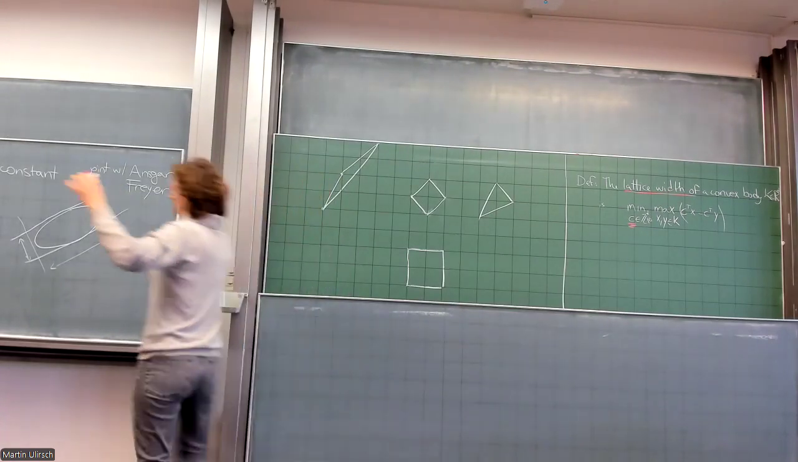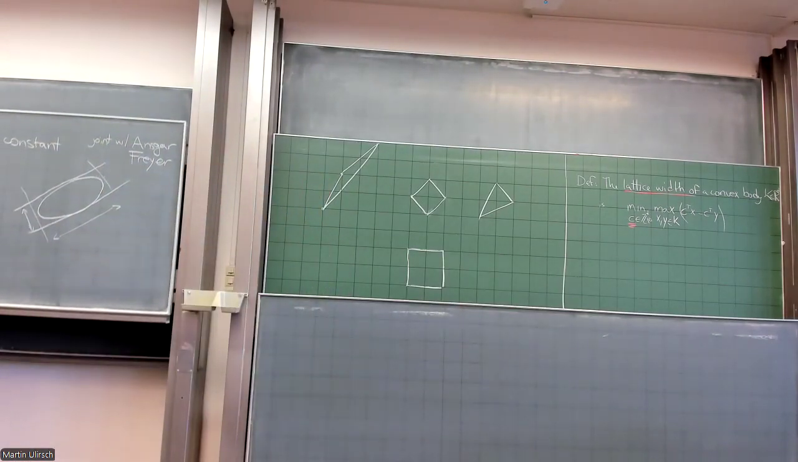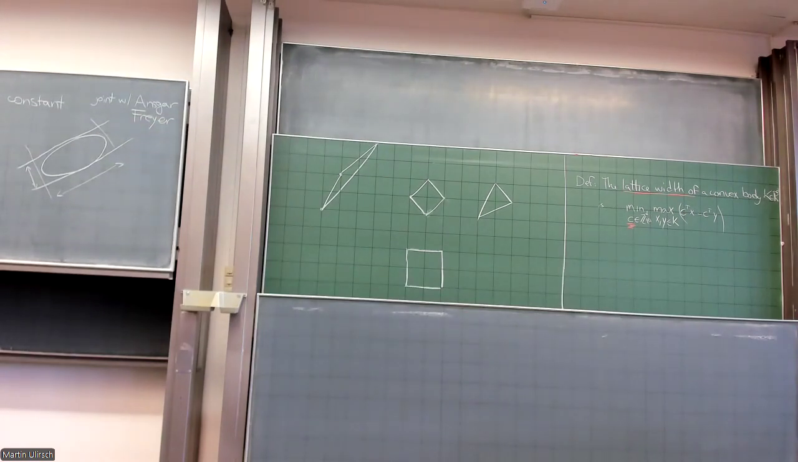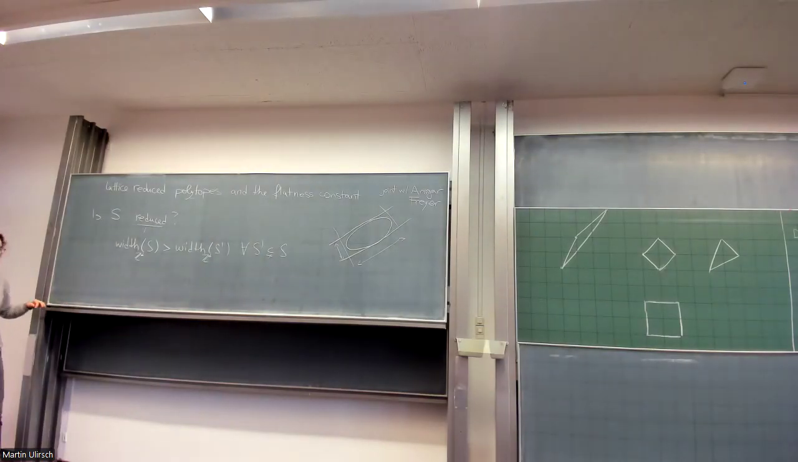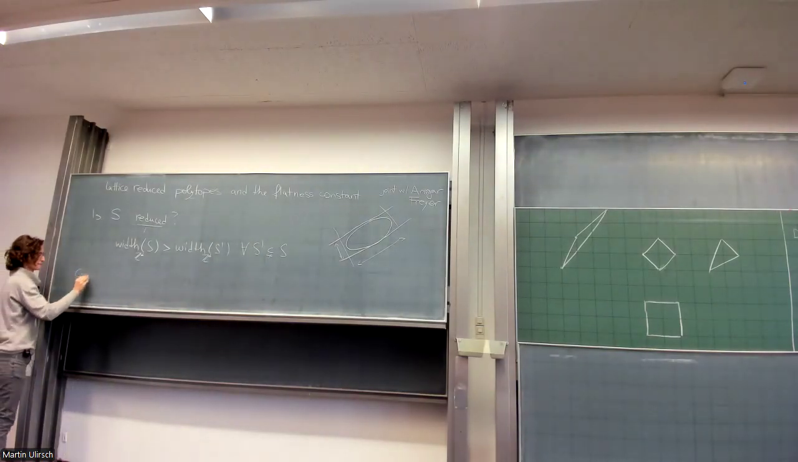Oh yeah, no, sorry. Now I really do have to say what objects we like to consider. Thanks, Alex. So the broadest class of objects that we want to look at the width of are just convex bodies.